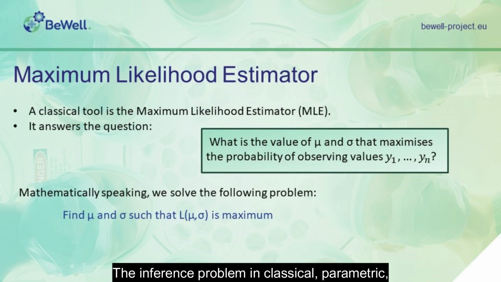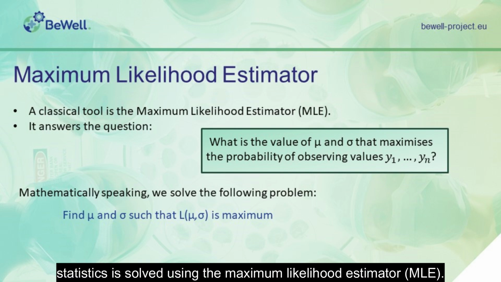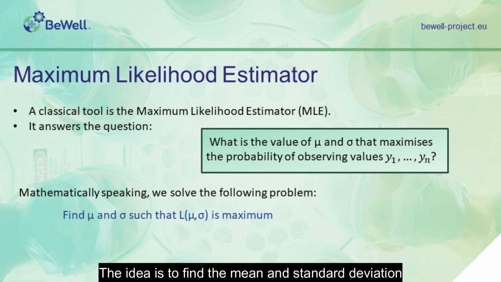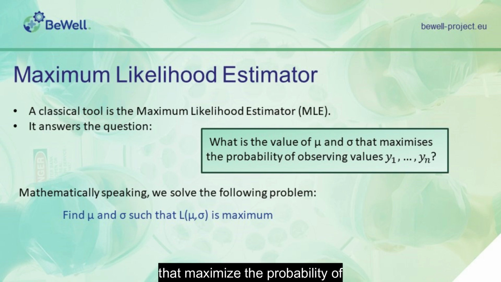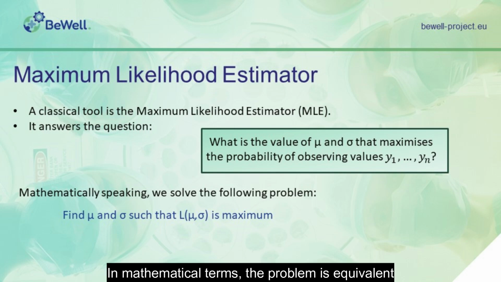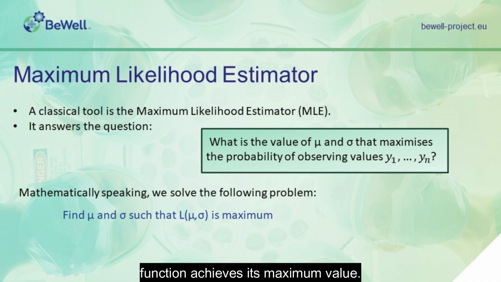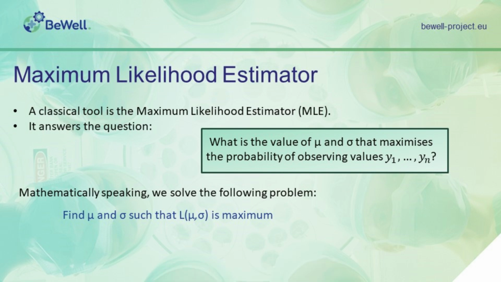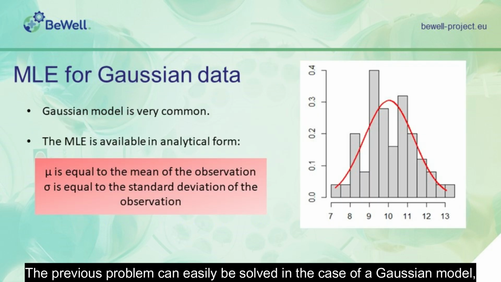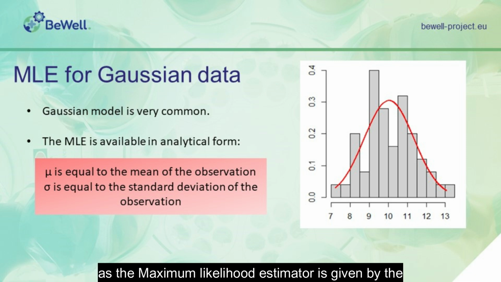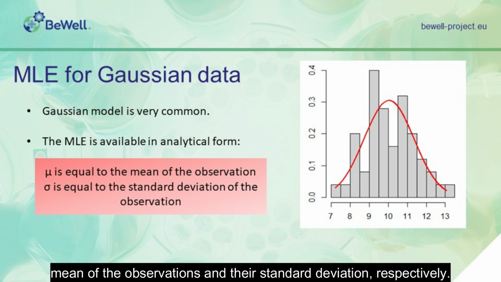The inference problem in classical, parametric statistics is solved using the maximum likelihood estimator, MLE. The idea is to find the mean and standard deviation that maximize the probability of observing the actually observed values. In mathematical terms, the problem is equivalent to find a value for mean and standard deviation such that the likelihood function achieves its maximum value. The previous problem can easily be solved in the case of a Gaussian model, as the maximum likelihood estimator is given by the mean of the observations and their standard deviation, respectively.